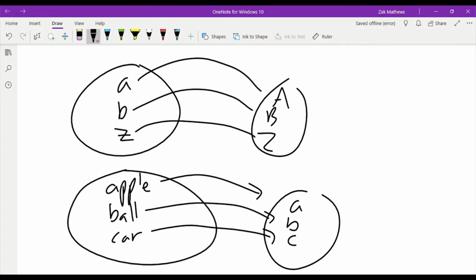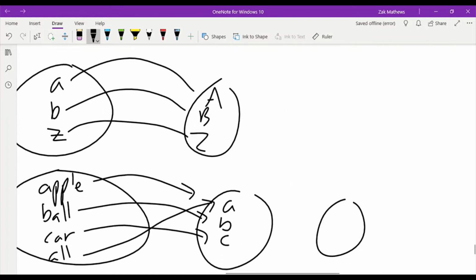So sure, apple goes to A. So does all. Does that mean it's not a function? No, because I still know where that word's going to go. If I give you an input, if I give you any word in the dictionary, the answer D, you know exactly what the answer is. Now, that's not to say if I flip these things around that it's still a function.